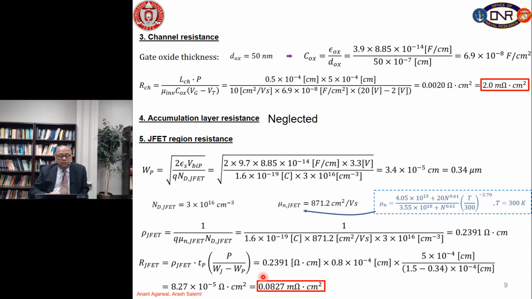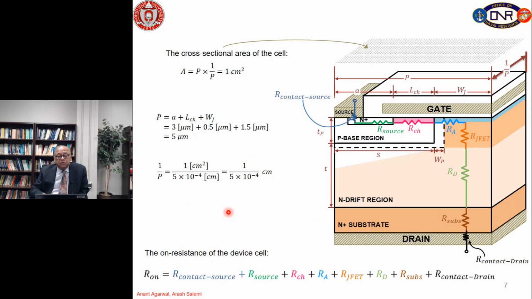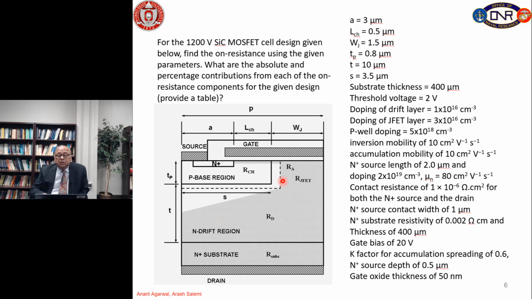So you can see, since we doped the JFET area with a higher doping than the drift layer, my JFET resistance is very, very small. Supposing we had not done that, and let's say the doping of the JFET was the same as our drift layer doping. Let's see, our drift layer doping was given as 1 times 10 to the 16.